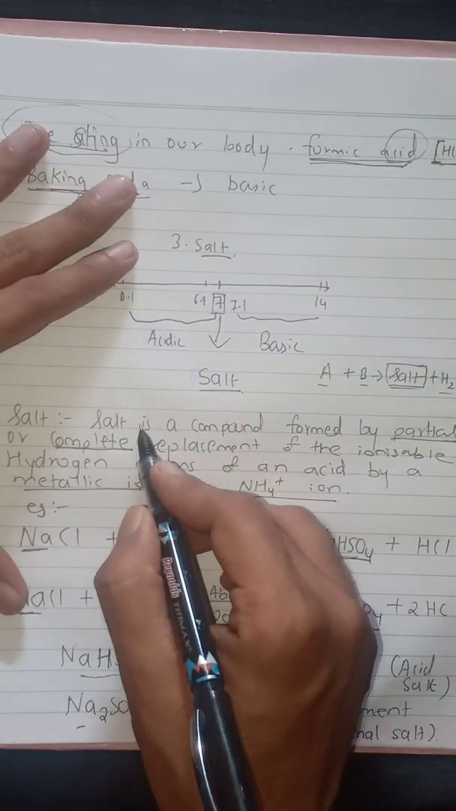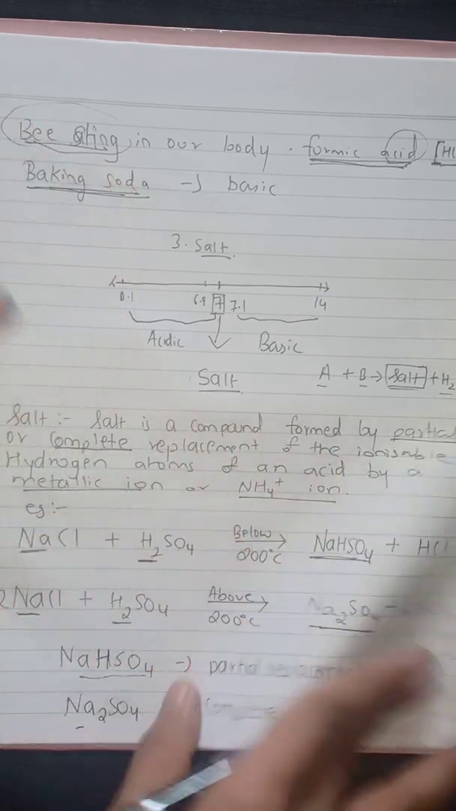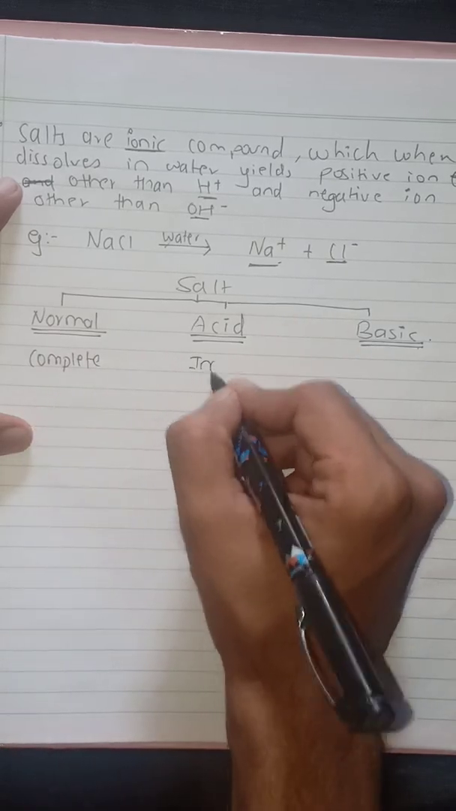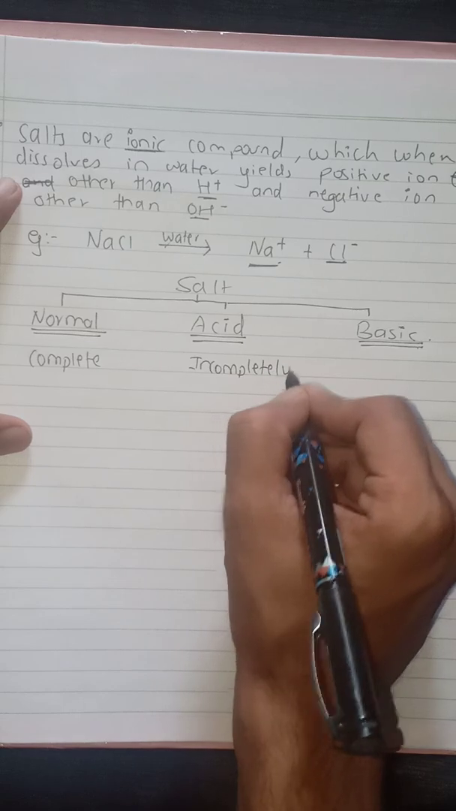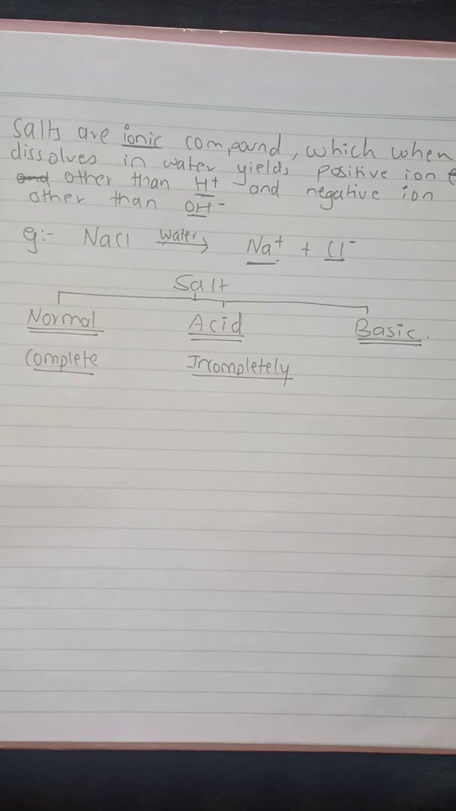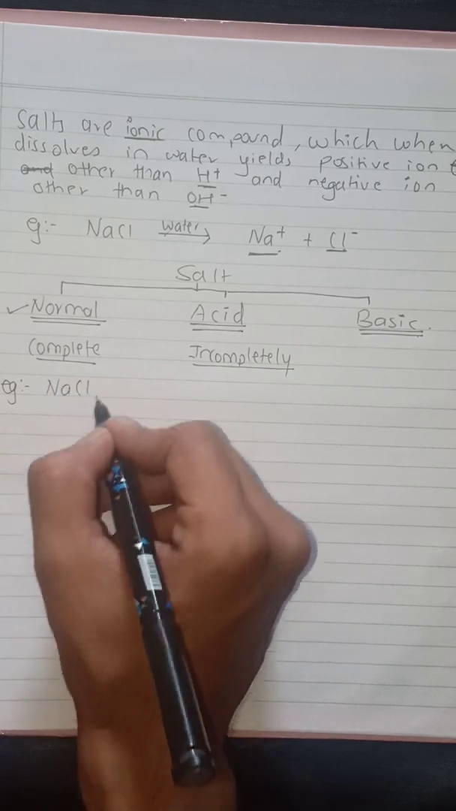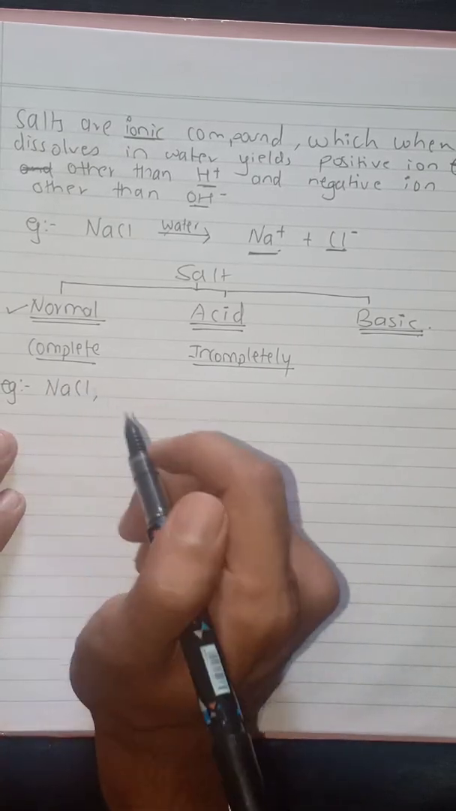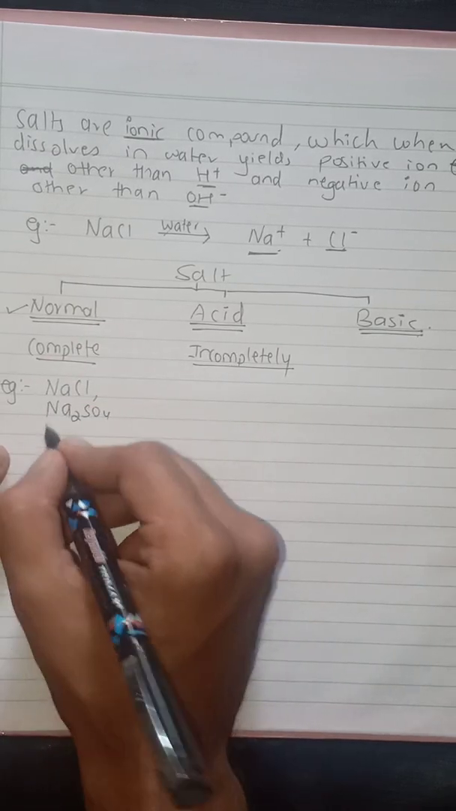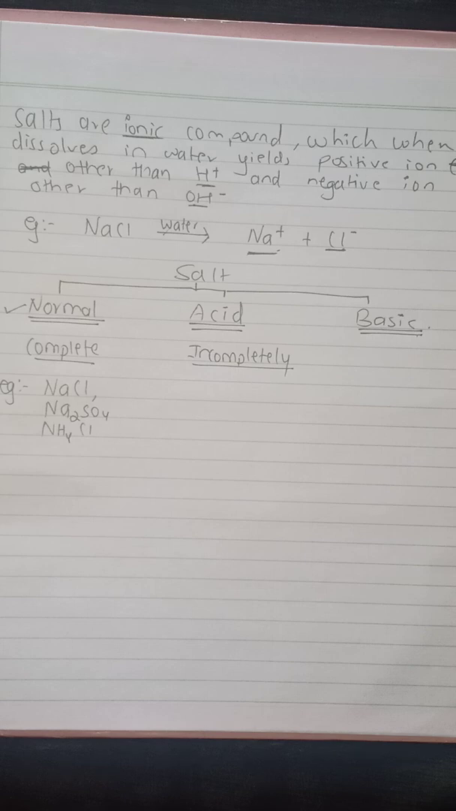In acid salt, salt is a compound formed by partial replacement. See, in this you don't have to write complete. So basically here it is completely ionizable and there it is incompletely ionizable. Just remember this part. Okay, so there are certain examples I would like to give you. This is NaCl, okay, this is a salt, Na2SO4, then ammonium chloride, etc. These are all normal salts.